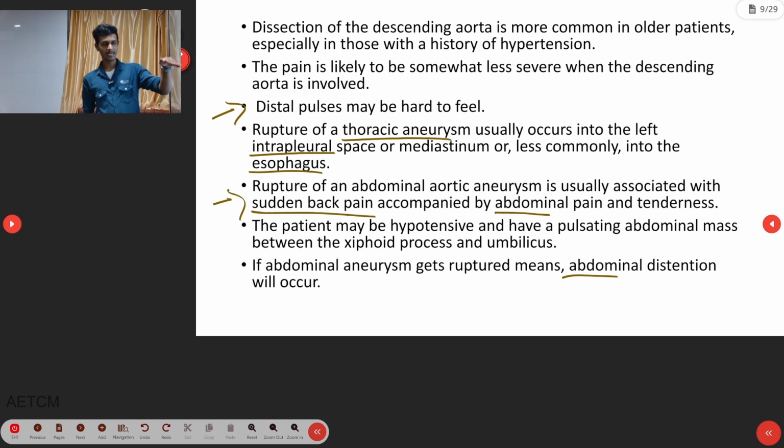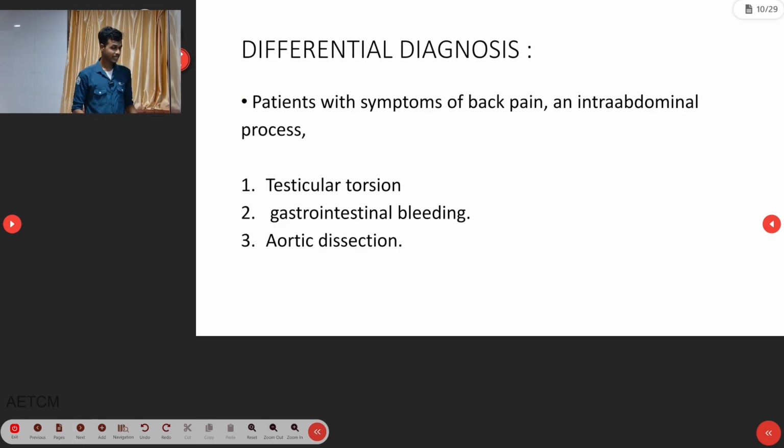Definitely, if it is bleeding, there will be hypotension, and a pulsating abdominal mass between the xiphoid process and the umbilicus. Those are some of the clinical features in the dissecting abdominal aortic aneurysm. And then differential diagnosis wise, for a person with symptoms of back pain and an intra-abdominal process, there are three major conditions: testicular torsion, gastrointestinal bleeding, and aortic dissection.